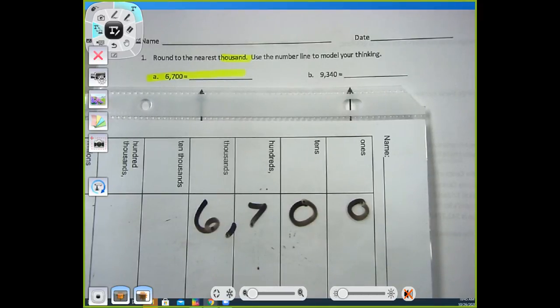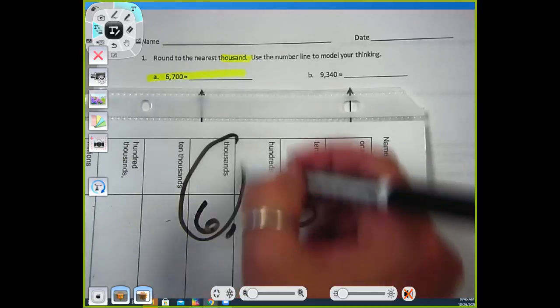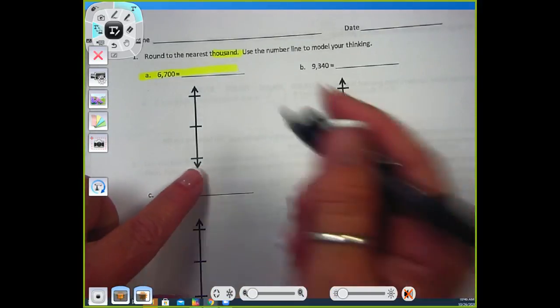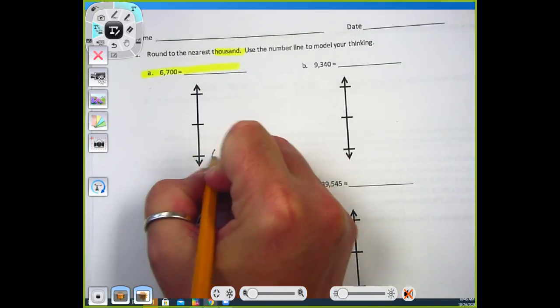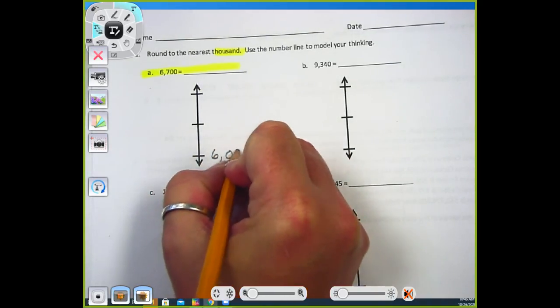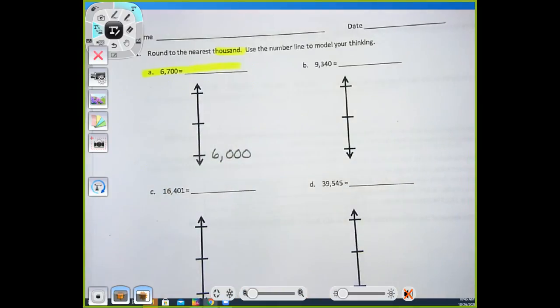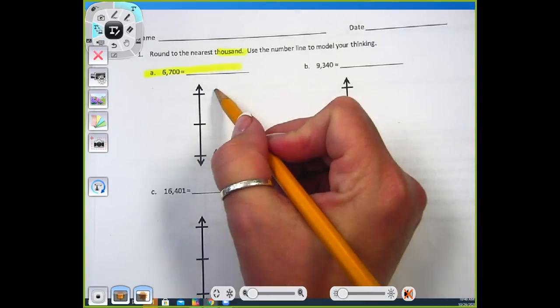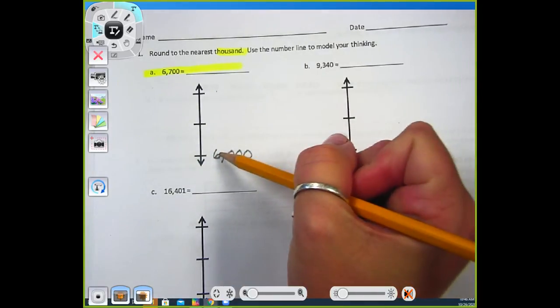Okay, which digit or number is in the thousands place? Calvary, which number? The 6. Perfect. The 6 is in the thousands place. So let's go right here. I want to keep my lower endpoint. It's going to be the 6, followed by zeros. My upper endpoint is going to be 1,000 more. So what is 1,000 more than 6,000?